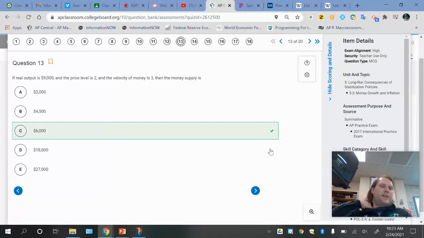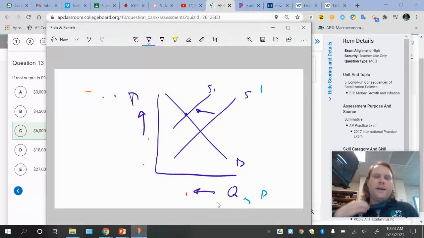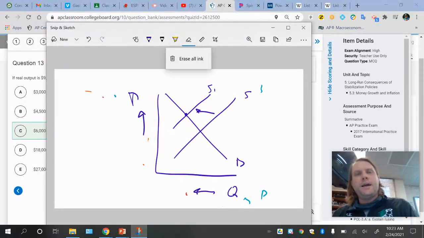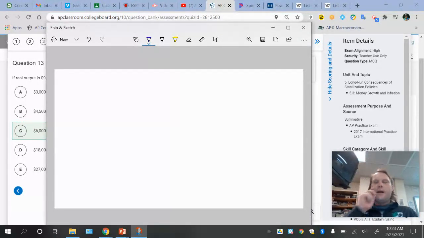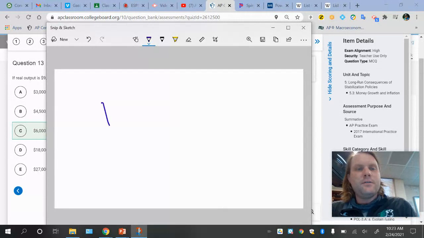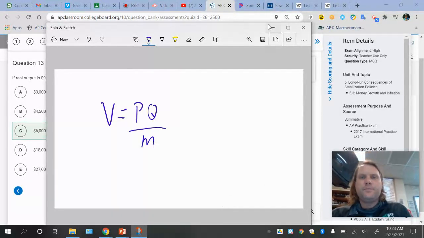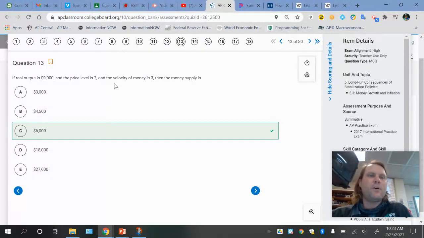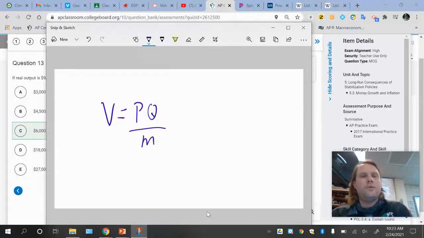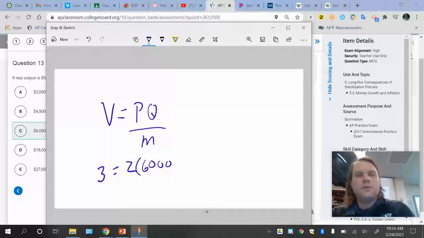Okay, question 13. This isn't actually on our syllabus, and I haven't necessarily seen anything to do with it, but I did look it up. So the velocity of money equals the price level times the quantity divided by the money supply. Okay, so we have our values here. The way you would figure this out, our velocity of money in this case is 3. Our price level equals 2. Our quantity produced equals 6,000. And then our money supply, this M, is going to be obviously just an M.